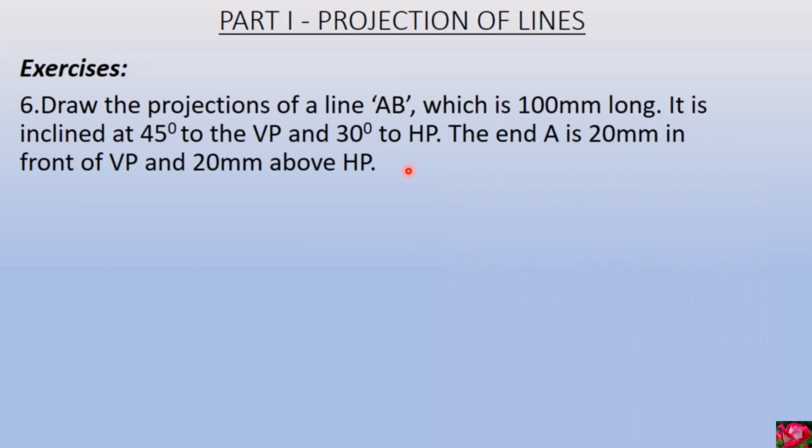This is question number 6. Draw the projections of a line AB which is 100 mm long. It is inclined at 45 degree to VP and 30 degree to HP. The end A is 20 mm in front of VP and 20 mm above HP.